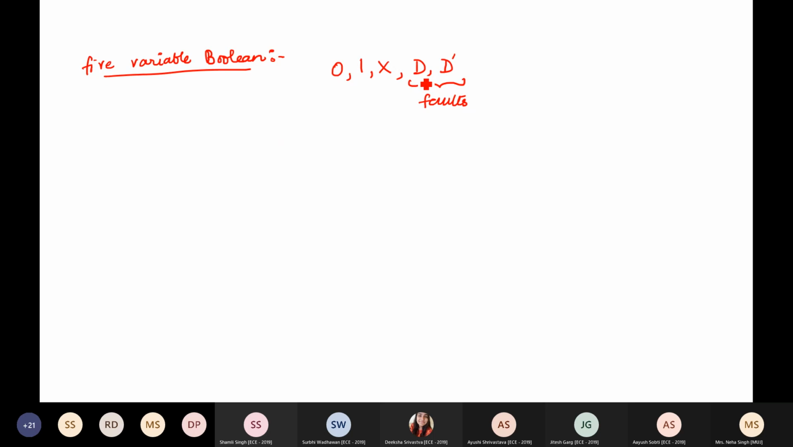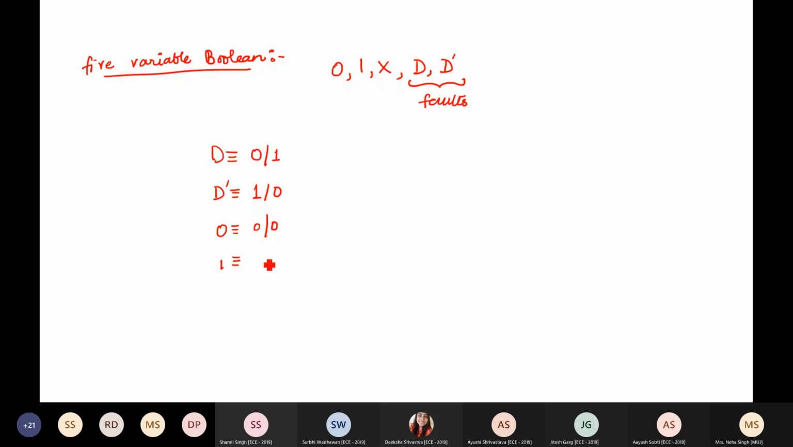So this D indicates, let us say, D corresponds to 0, 1. It means the actual value is 0, but the faulty value is 1. D bar will be the complement of this, which simply indicates that the actual value is 1, but the faulty value is 0. ठीक? 0 का मतलब actual value भी 0 है और faulty value भी 0 है. So no change in the value.